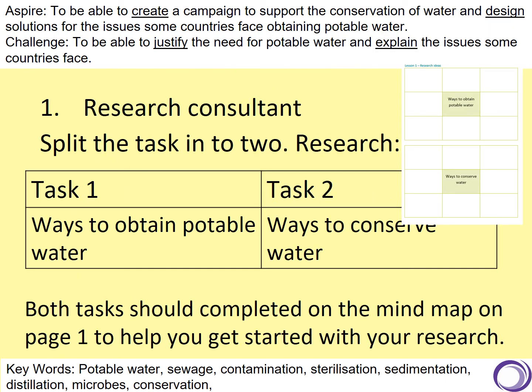So you're going to split the task into 2, and you are going to research ways to obtain potable water and ways to conserve water. And both tasks should be completed on the mind map on page 1 to help you get started on your research. Now at this point you need to access the internet, and you need to look up some different ideas and different ways, as well as some of the ones that we've already talked about in our 2 lessons about water. So this will be a good time to pause the video and to go away and do some research and record those things.